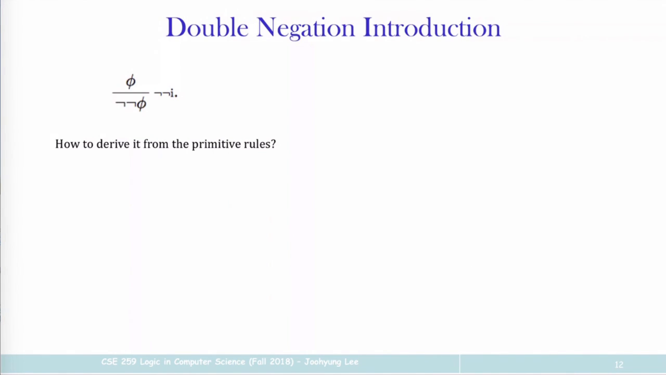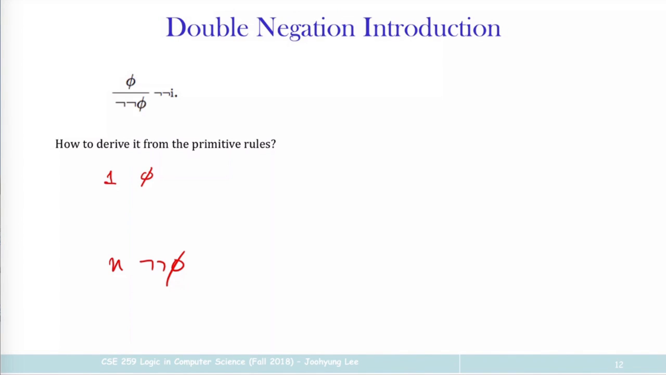The other rule, which we didn't eliminate from the set of primitive rules, is actually not primitive. It can be derived from the other rules. Suppose we don't have this rule, can we derive double negation of phi from phi with the rules that we have now? How can we do that?